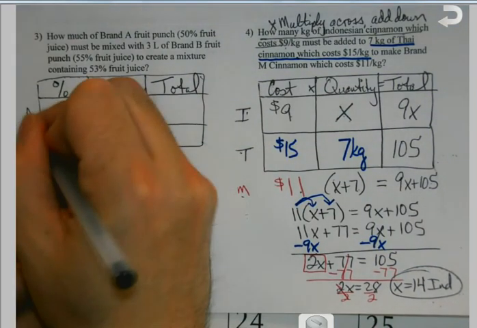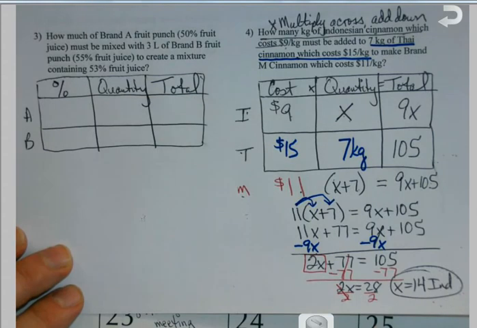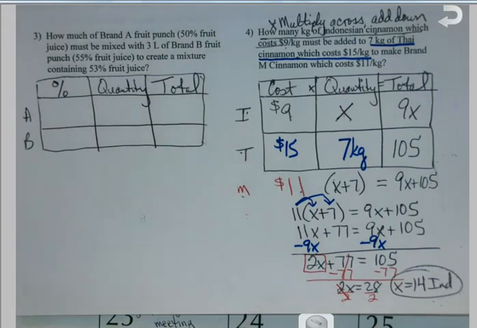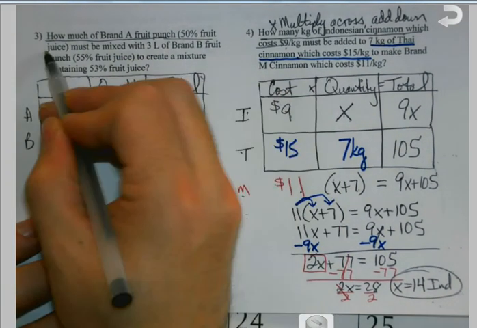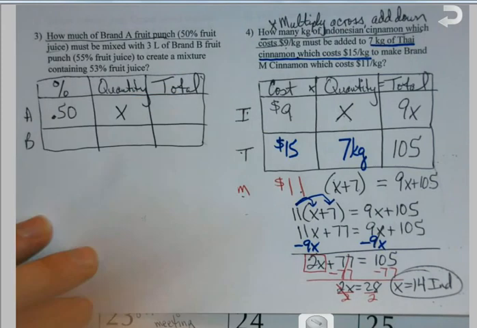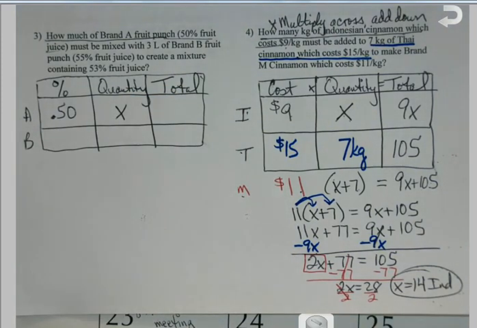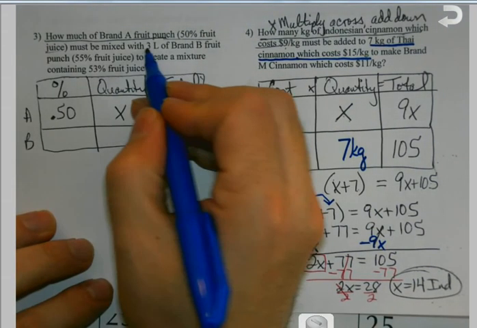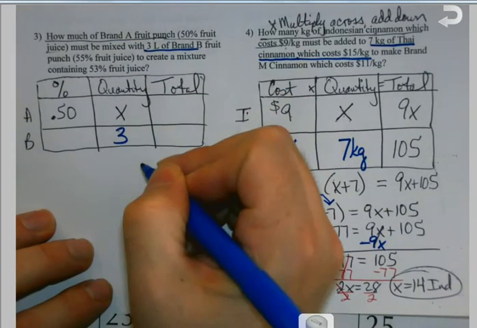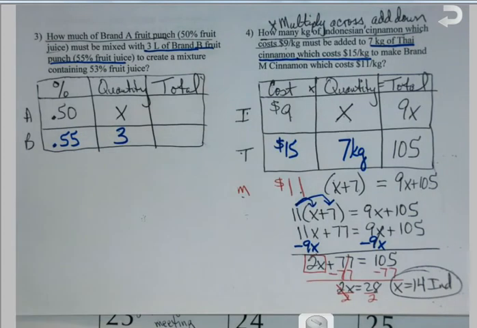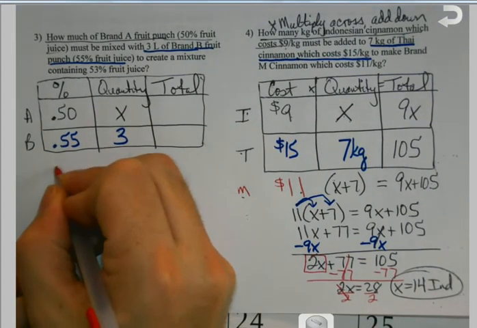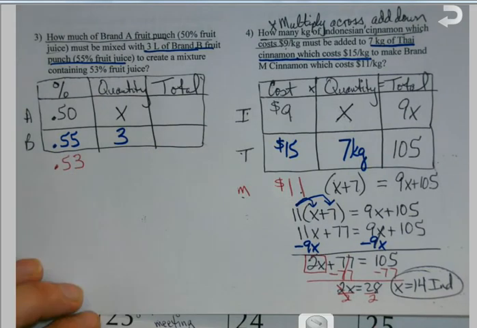All right, so we got A, we got B. How much brand A fruit punch? We don't know. So that's going to be X. Which is 50% fruit juice. So 0.50. Okay, we know that part. Must be mixed with 3 liters of brand B, which is 55% fruit juice, to create a mixture that is 53, which is my end.